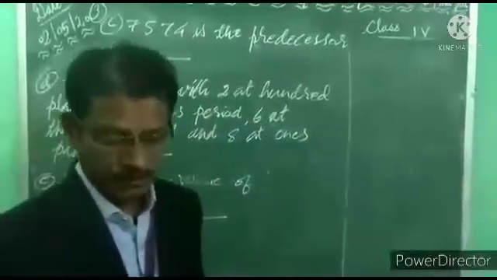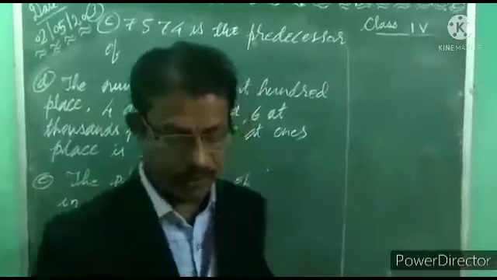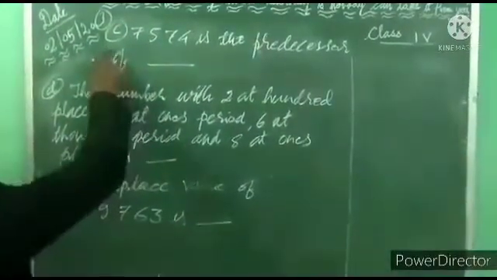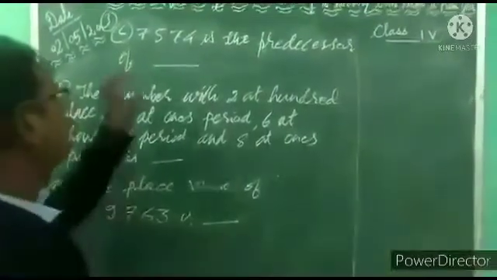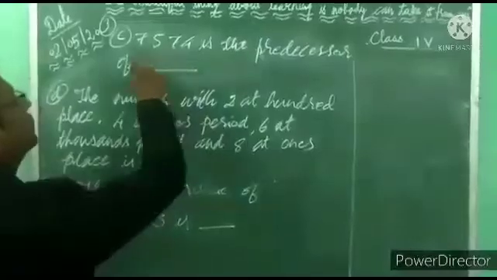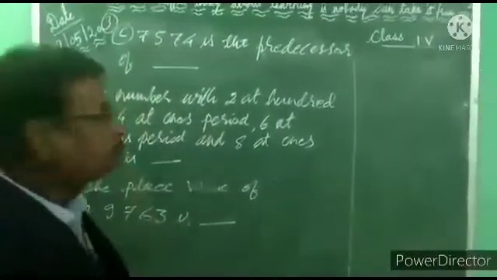Good morning, students. In the previous class we learned examples A and B. Today we have to study three examples: C, D, and E. First example: given a 4-digit number, 7,574. Yesterday I told you how to read that one.